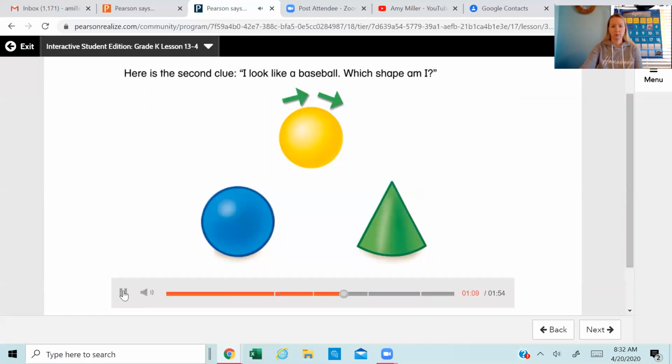Here is the second clue. I look like a baseball. Which shape am I?